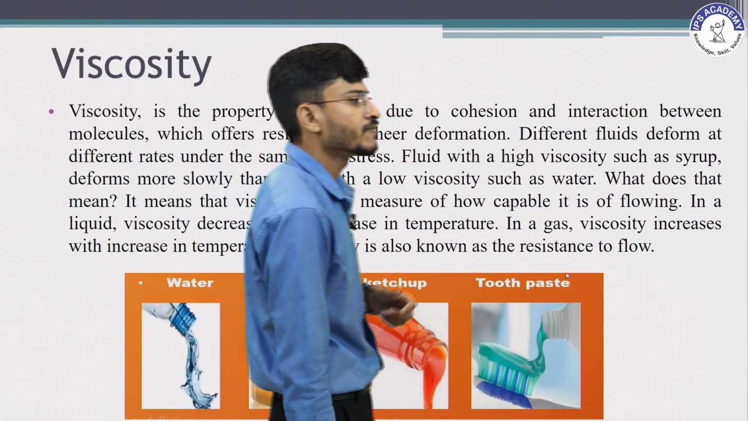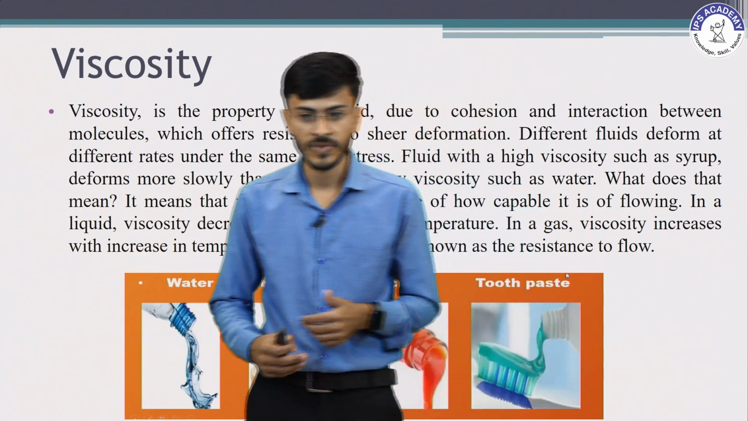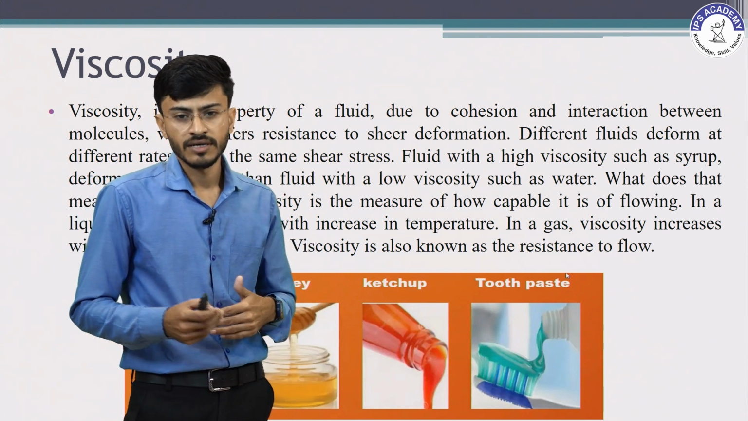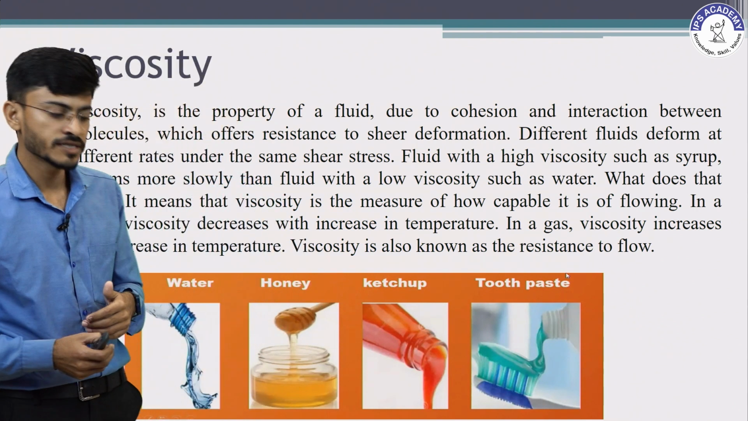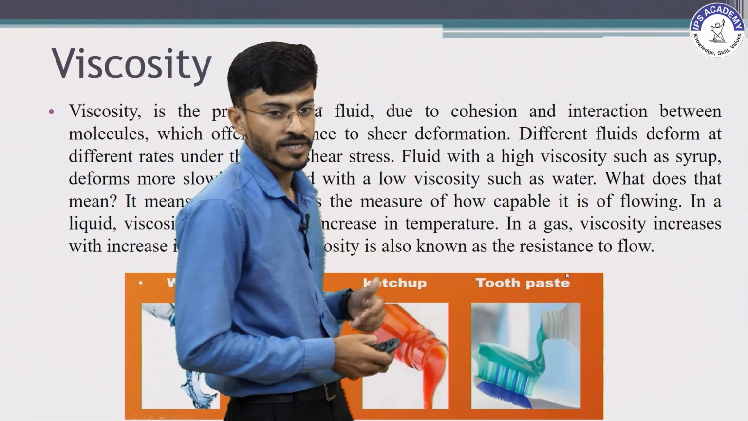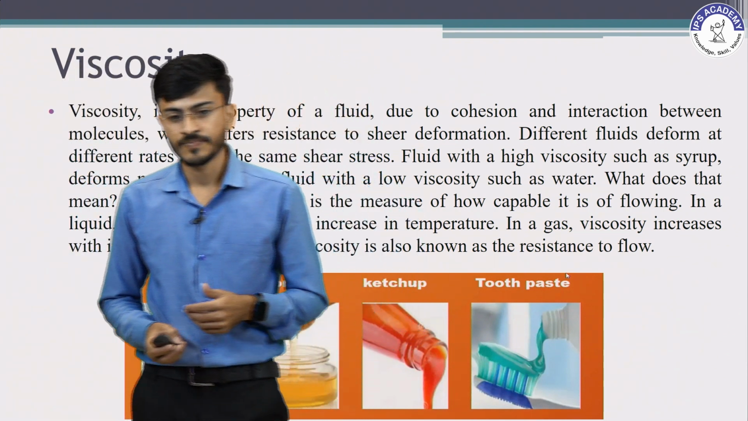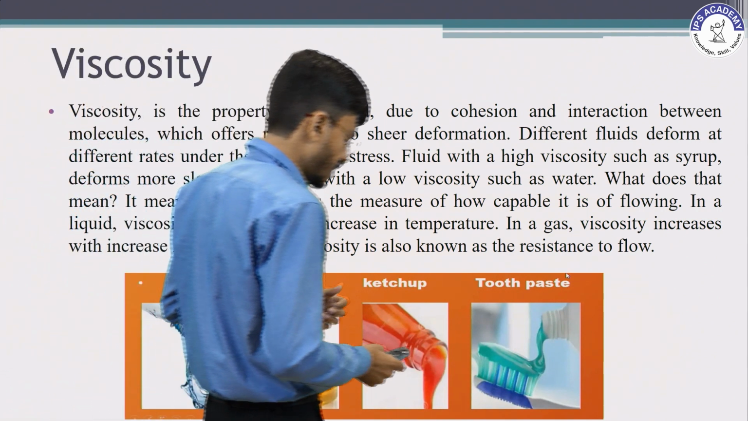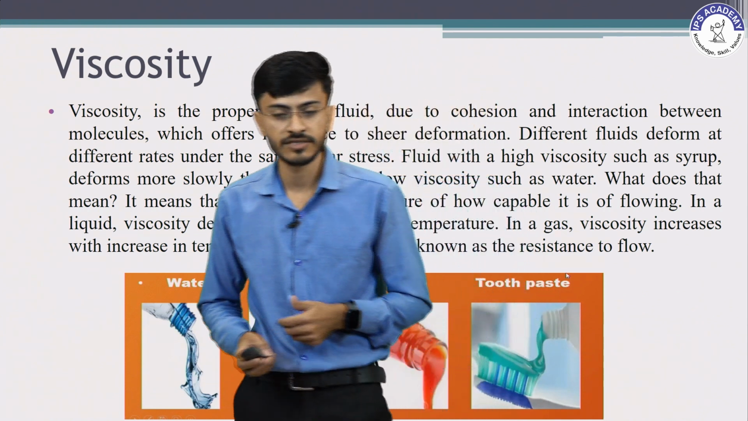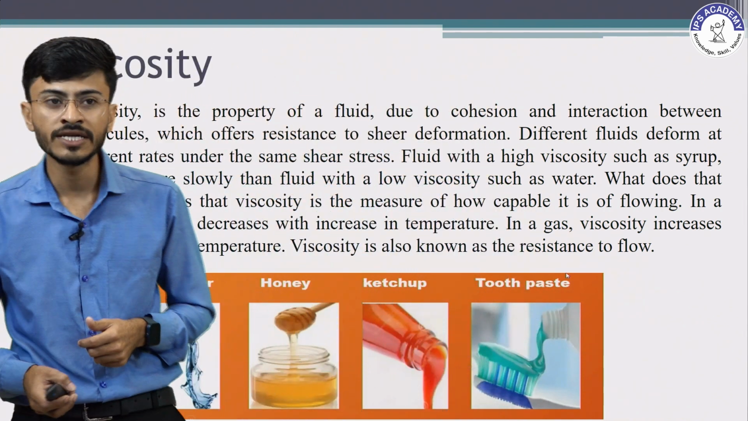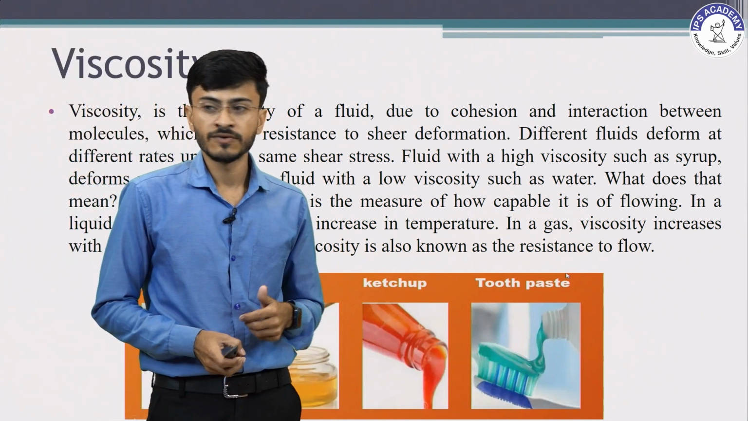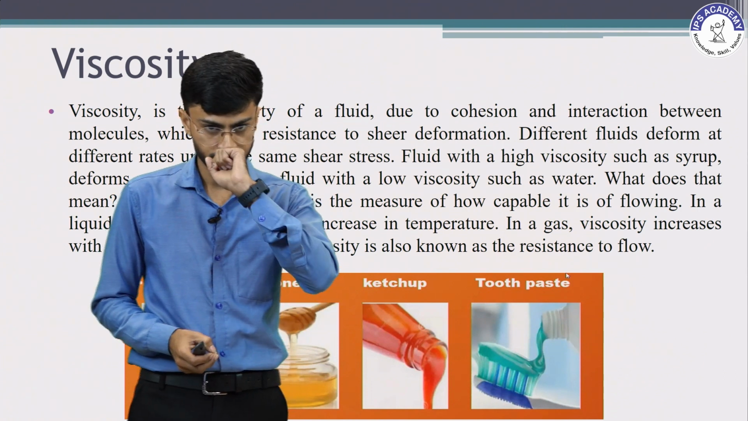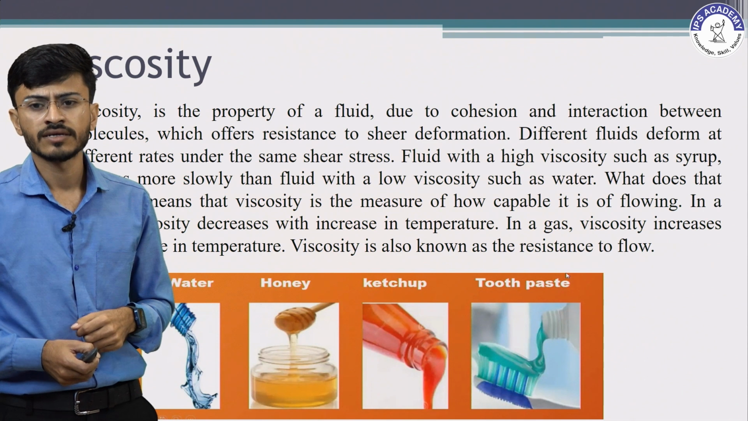So if you apply force on water, it will easily deform or move. But in the case of honey, ketchup or toothpaste, it will not easily move, because the viscosity of honey is greater than water. And if we take ketchup, you can see in the image it is more viscous than honey, and toothpaste is more viscous than ketchup. So it will take a large force to move or deform. So it means viscosity is the measure of how capable a fluid is of flowing.